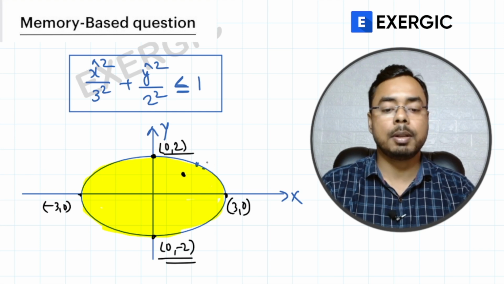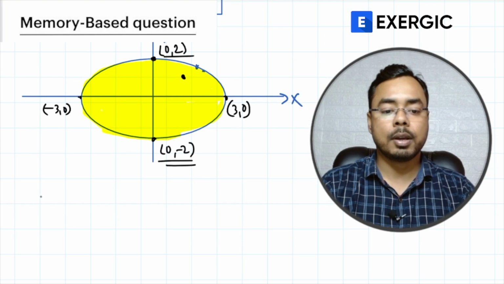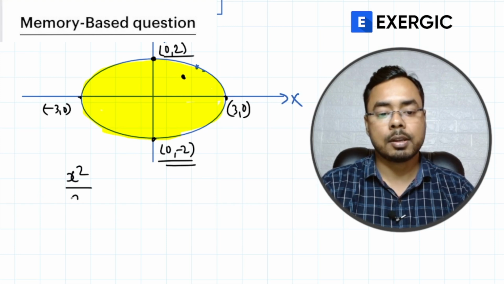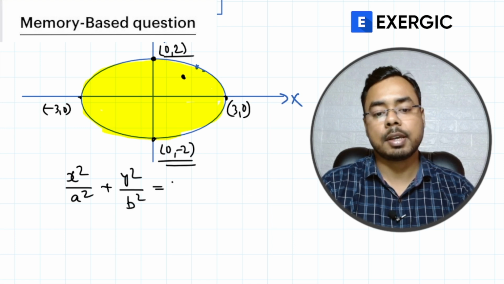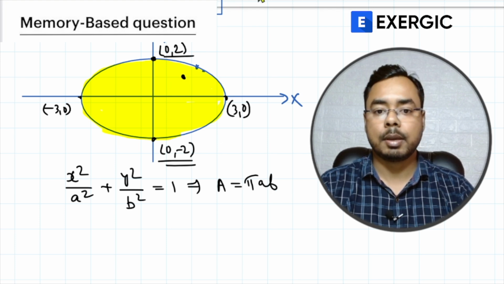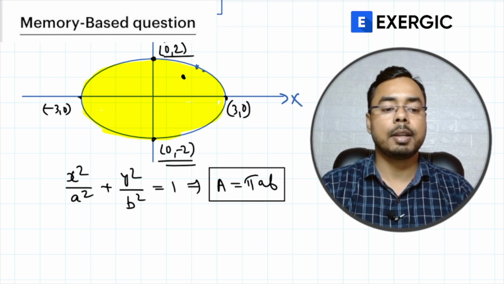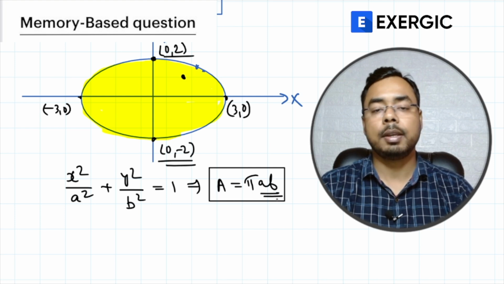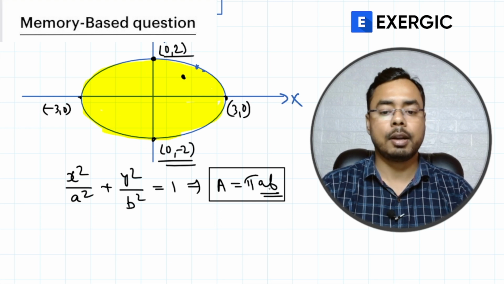Now the question is, what will be the area of this ellipse? We all know the standard formula: if the ellipse is x square by a square plus y square by b square equals 1, then the area of this ellipse is nothing but pi a b, where a and b are the lengths of the semi-major and semi-minor axes. This is the standard formula to find the area of an ellipse. And remember, when a is equal to b, the ellipse reduces to a circle and the area becomes pi r square, or pi a square, where a is the radius of that circle.